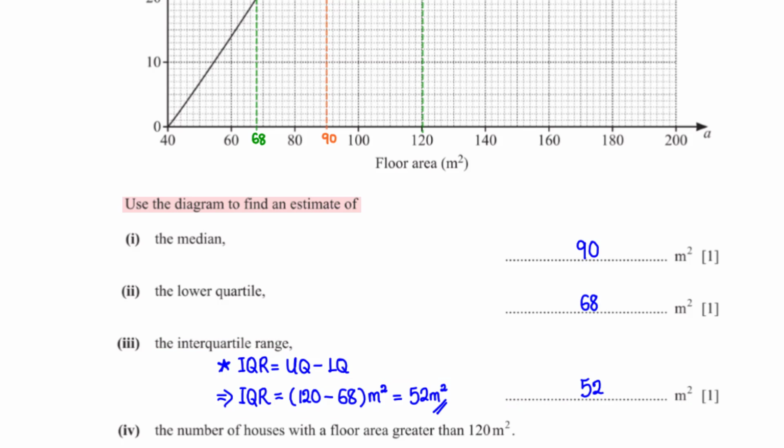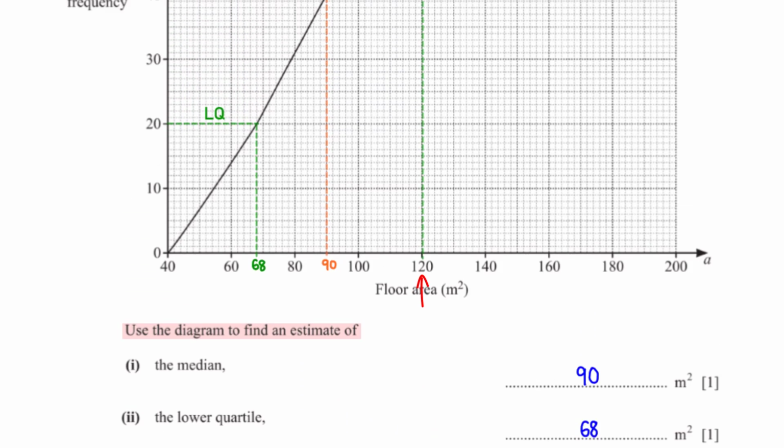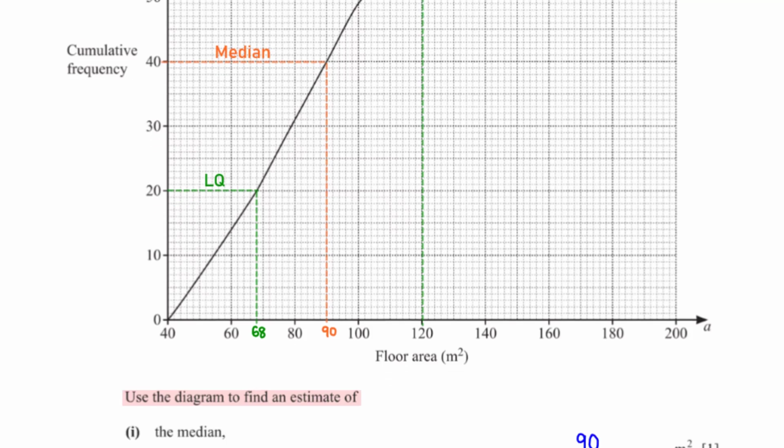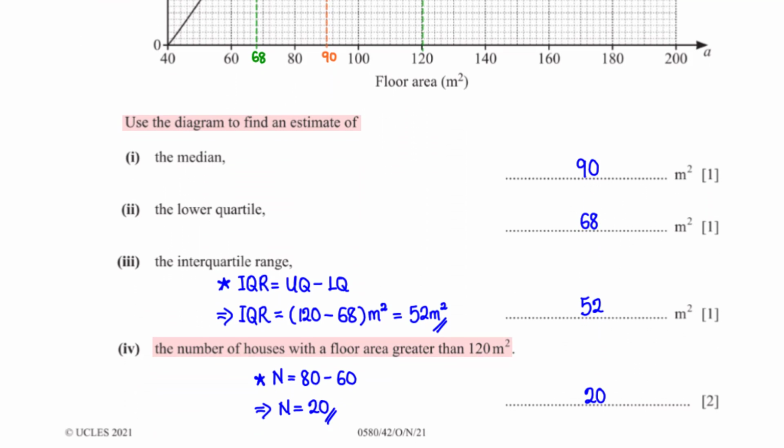Find an estimate of the number of houses with a floor area greater than 120 meters squared. When we map 120 meters squared from the horizontal axis, we get 60, which represents the number of houses with a floor area of 120 meters squared or less. So to get the number of houses with a floor area greater than 120 meters squared, we subtract 60 from the total number of houses, which is 80. 80 minus 60 is 20.